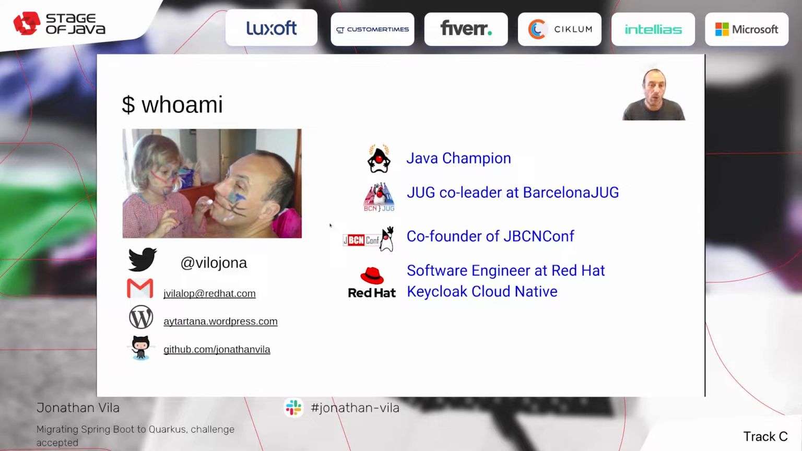So first of all, who am I? Well, I'm Jonathan Vila. I'm a Java Champion. I'm coming from Barcelona, Spain, and I'm JUG co-leader at the Barcelona Java User Group and also co-founder of the JBCN Conf. It's a conference that we host in Barcelona every year, and we expect to have it physically this next July. So we are very eager and excited about it.